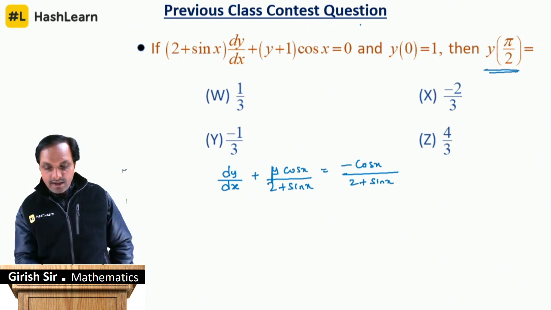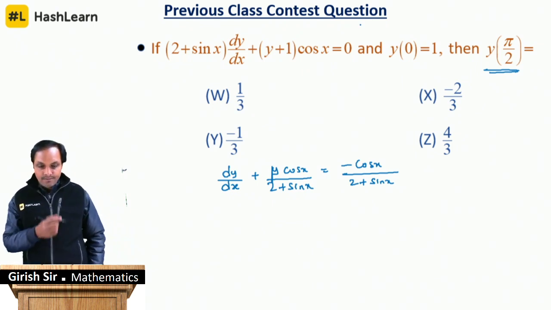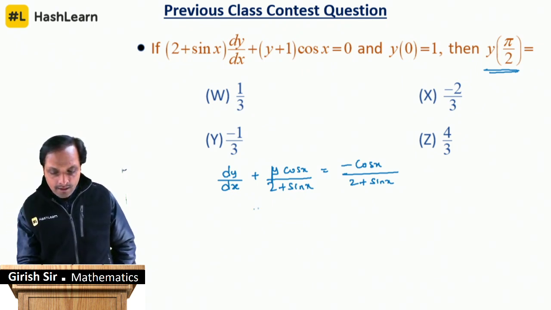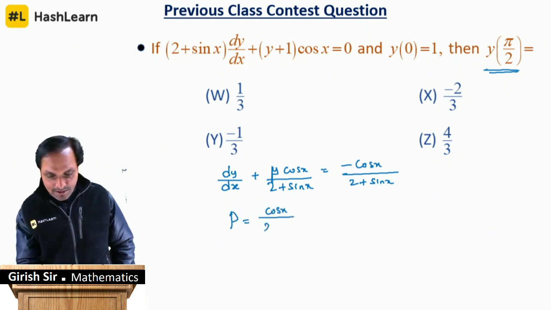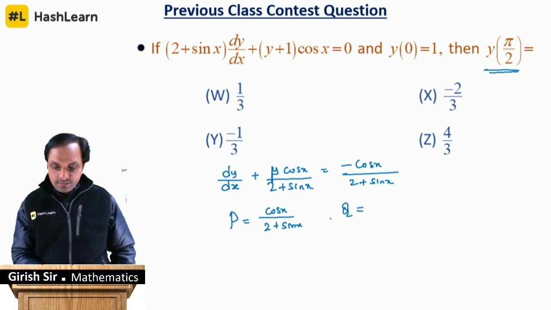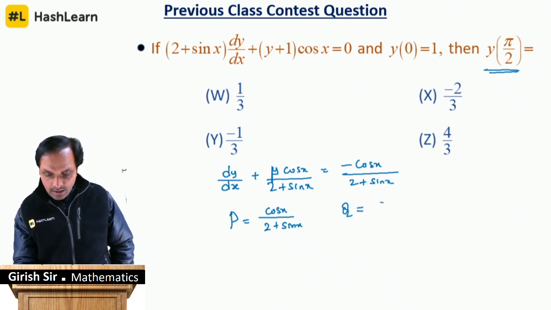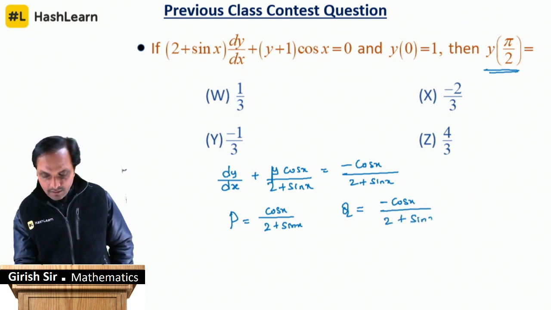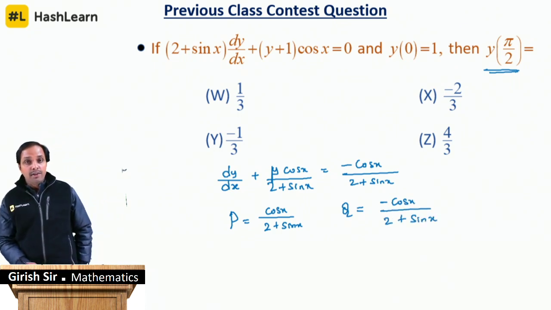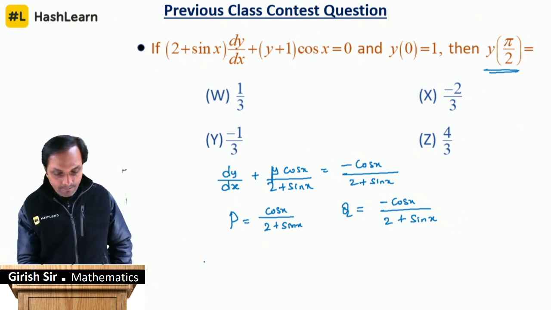This will give you that side, you know, that minus sign you will have. So what is your p? P is cos x divided by 2 plus sin x. And what is q? Minus cos x divided by 2 plus sin x. So what is the formula you need to use? Integrating factor, e to the power integral p dx.